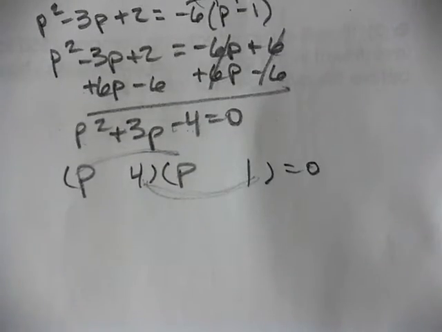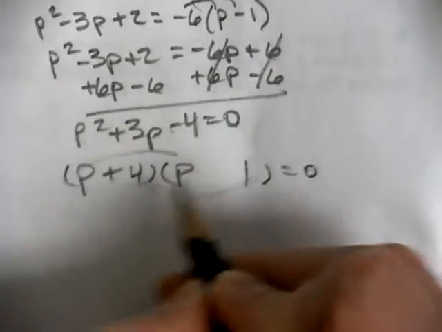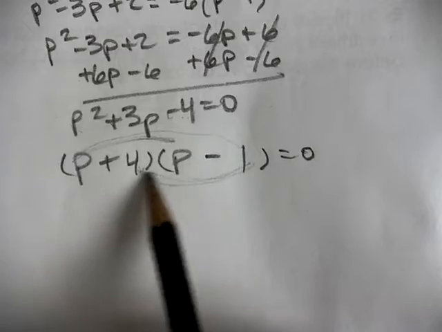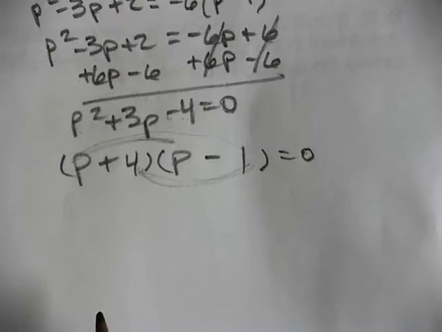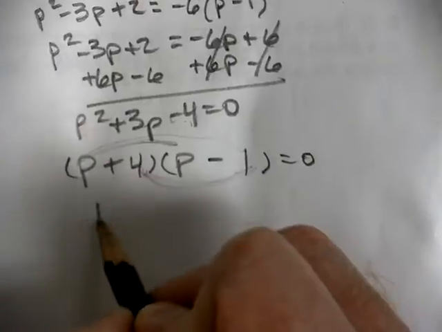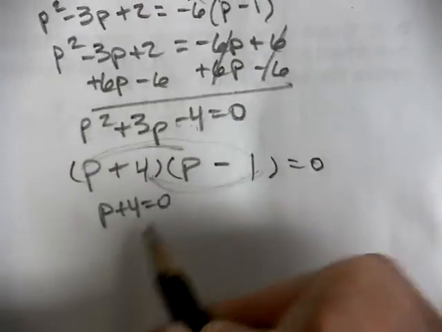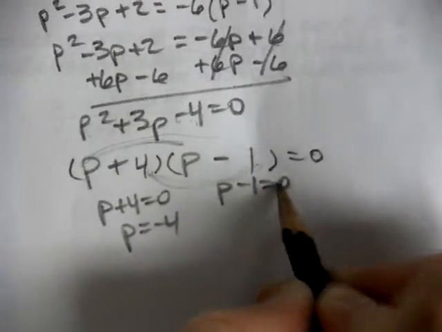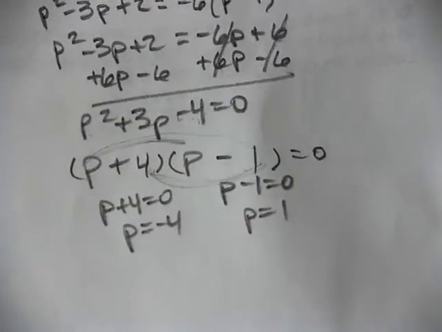They can make 3. I need a positive 4 and a negative 1 to add those two numbers together. Negative 1, positive 4 makes 3p. And multiplies to be negative 4. So the zero product property gives me a negative 4. The zero product property gives me a 1.